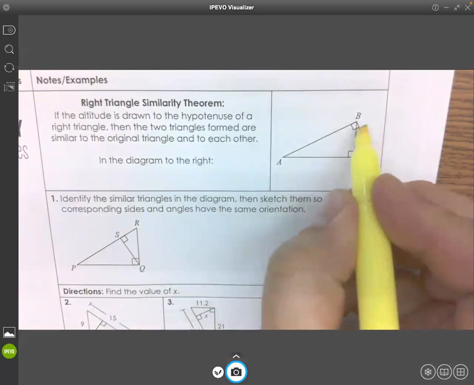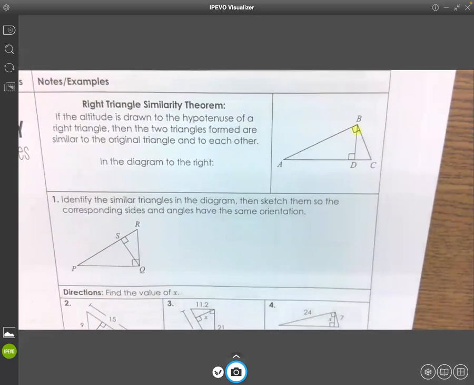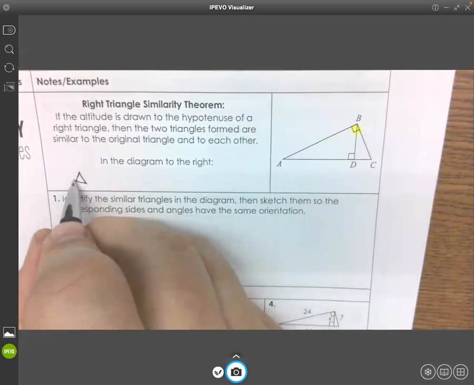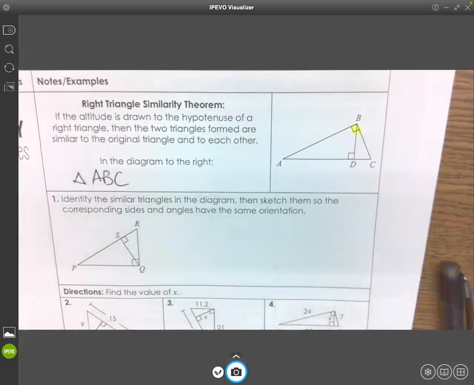Okay. ABC is a right triangle. You guys agree with that? So I'm going to come over here and I'm just going to write triangle ABC. What else is in the picture? BDC. And what do you think is true about triangle BDC? It's also a right triangle. And what about ADB? Also right triangle. So these are 3 right triangles.